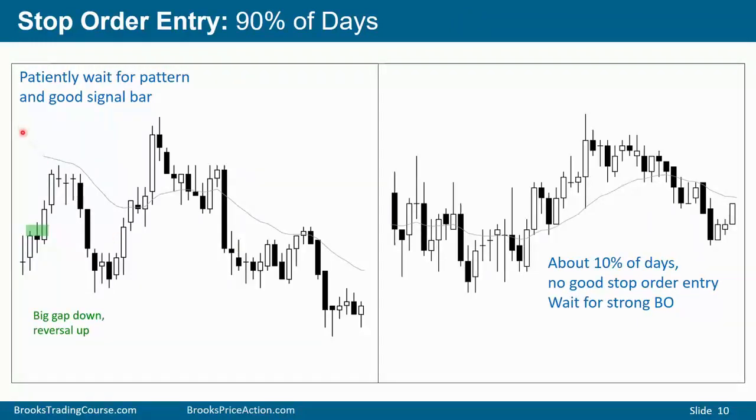Here's the average price. This is a big gap down from yesterday's close, and the market's reversing up on the second bar. Bull bar closing on its high. A lot of bulls will buy on a stop just above that high and get filled here above the high of that bar.